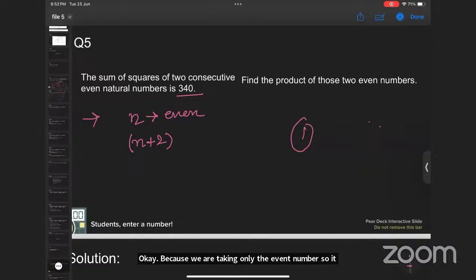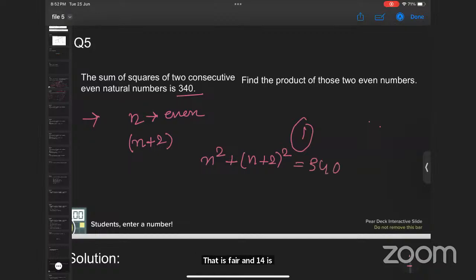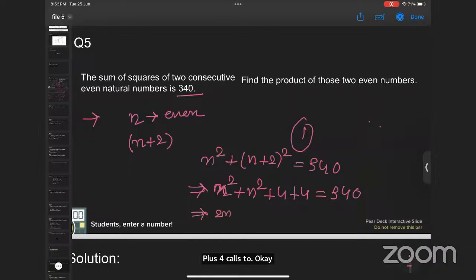We are given that the sum of squares of two consecutive even natural numbers is 340. That means n squared plus (n plus 2) squared equals 340. So we can simplify this equation as n squared plus n squared plus 4n plus 4 equals 340, right?